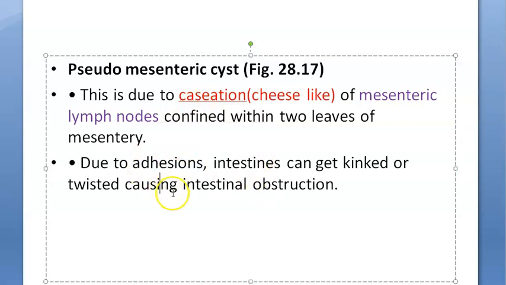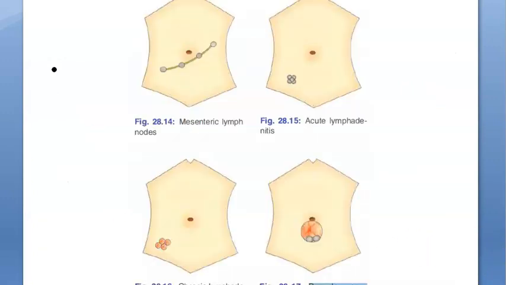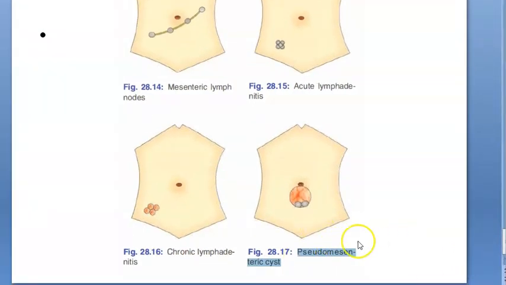So, due to adhesions, etc., the intestine can get kinked and twisted because of this pseudo-mesenteric cyst and cause intestinal obstruction. Here, in the photo below, they are showing a pseudo-mesenteric cyst.